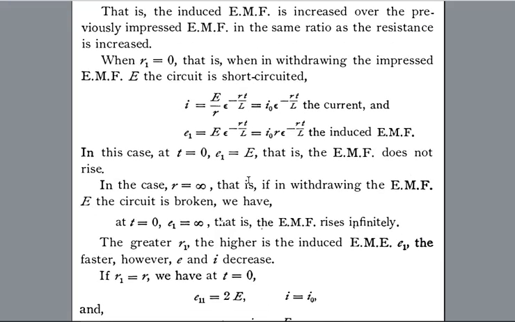When R1 equals 0, that is, when in withdrawing the impressed electromotive force E the circuit is short-circuited, I equals (E/R) e^(-Rt/L), the current, and E1 equals E e^(-Rt/L), the induced electromotive force. In this case, at t equals 0, E1 equals E, that is, the electromotive force does not rise.